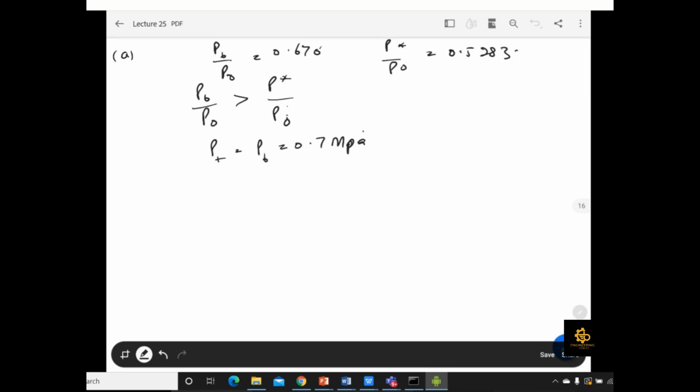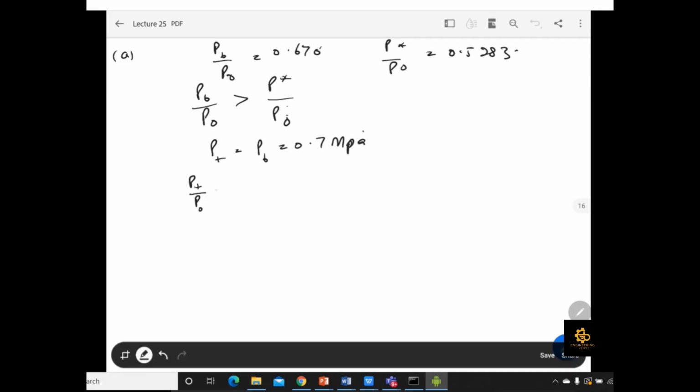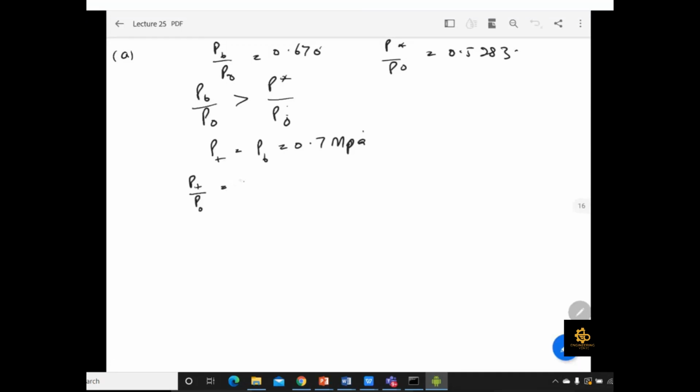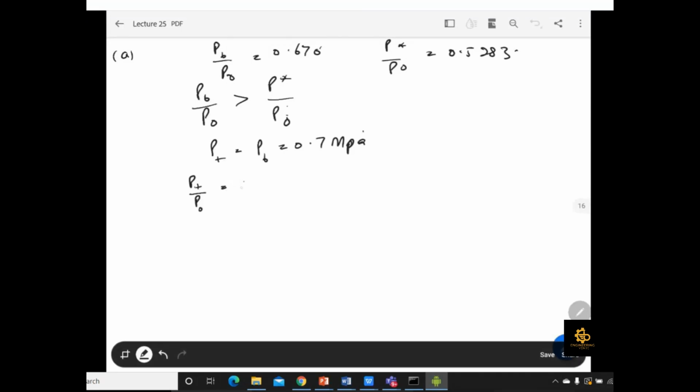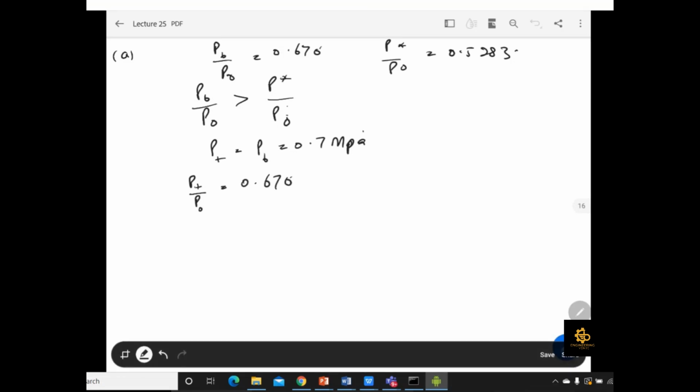From here we have to find an important point, your PT by P naught. I will explain why we need this value. PT by P naught is your exit, or throat, pressure over stagnation pressure ratio. If you plug in the value, 0.7 divided by the P naught value you have already found, you will get the ratio as 0.670. So this is our reference value.